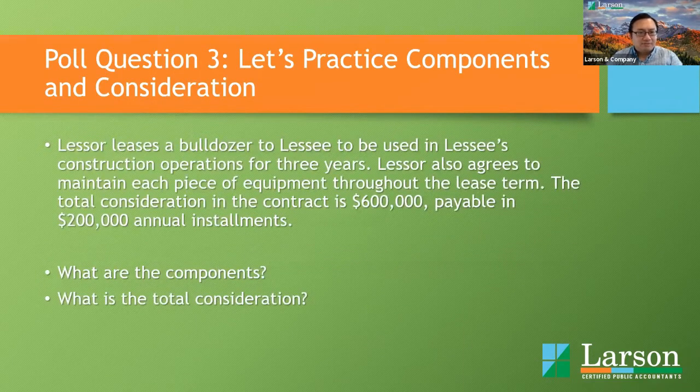So here's an example. A lessor leases a bulldozer to a lessee to be used in the lessee's construction operations for 3 years. The lessor also agrees to maintain each piece of equipment throughout the lease term. The total consideration in the contract is $600,000, payable in $200,000 annual installments. So the question here is, what are the components? And also, what is the total consideration that you'll be considering here?